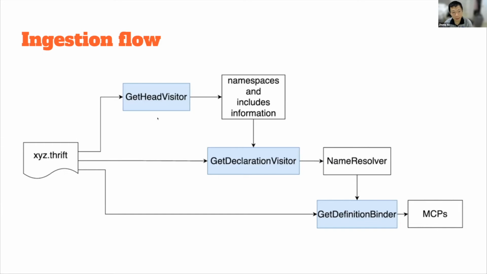And the ingestion flow is: we will read the Thrift file, and first we get the header, and header means the namespace, table, struct name and so forth. Second, we use this result to run a visitor called get declaration visitor, and we get a name resolver. Finally, we write a binder and use the name resolver to get MCPs to ingest to DataHub. This is too technical detail.